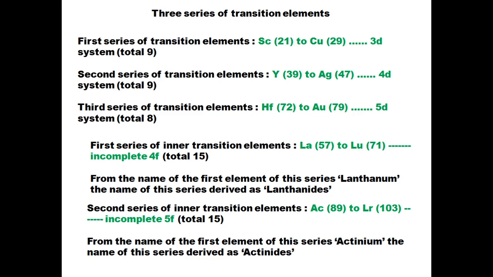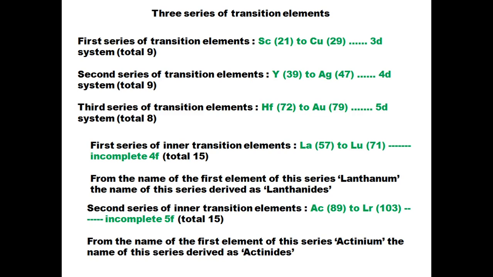In this slide I have elaborated that the transition elements' properties arise because of 3d. There is one row from scandium to copper with atomic number 21 to 29, and because of 4d we have yttrium to silver with atomic number 39 to 47, and because of 5d we have hafnium to gold from atomic number 72 to 79. So here we have a total of 26 transition elements arising because of incompletely filled d orbitals.